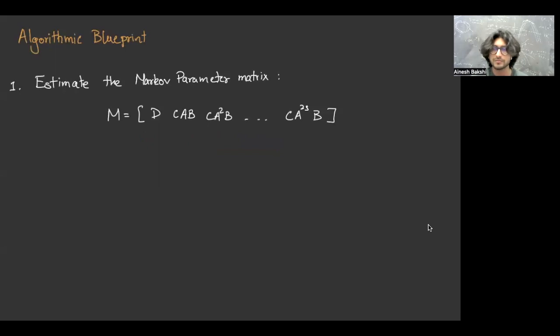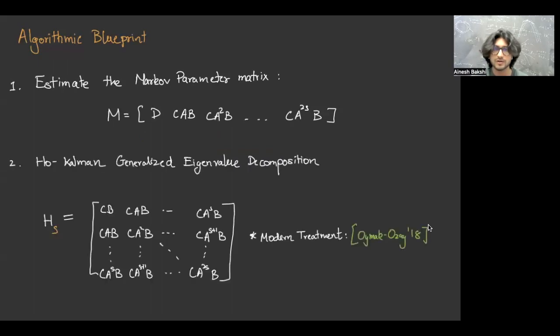At a high level, the algorithmic blueprint we follow is to try to estimate this matrix called the Markov parameter matrix. This matrix consists of stacking together the matrices D, B, A times B, C, A squared B, and so on. If we have a good estimate of this matrix, we can run the canonical Ho-Kalman algorithm to recover the individual parameters A, B, and C. This corresponds to solving a generalized eigenvalue problem on the matrix H as defined here. Note that the blocks appearing in H can be constructed from the blocks that appear in the Markov parameter matrix. So for our purposes, it suffices to estimate the Markov parameter matrix itself.